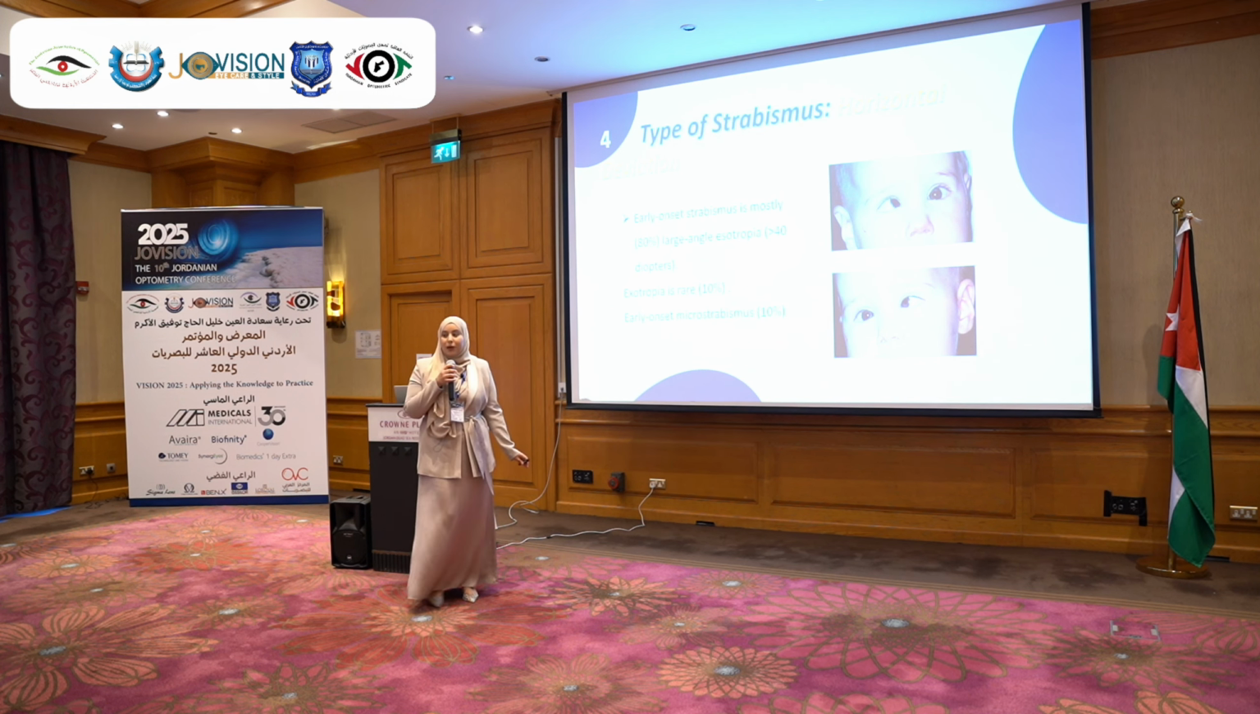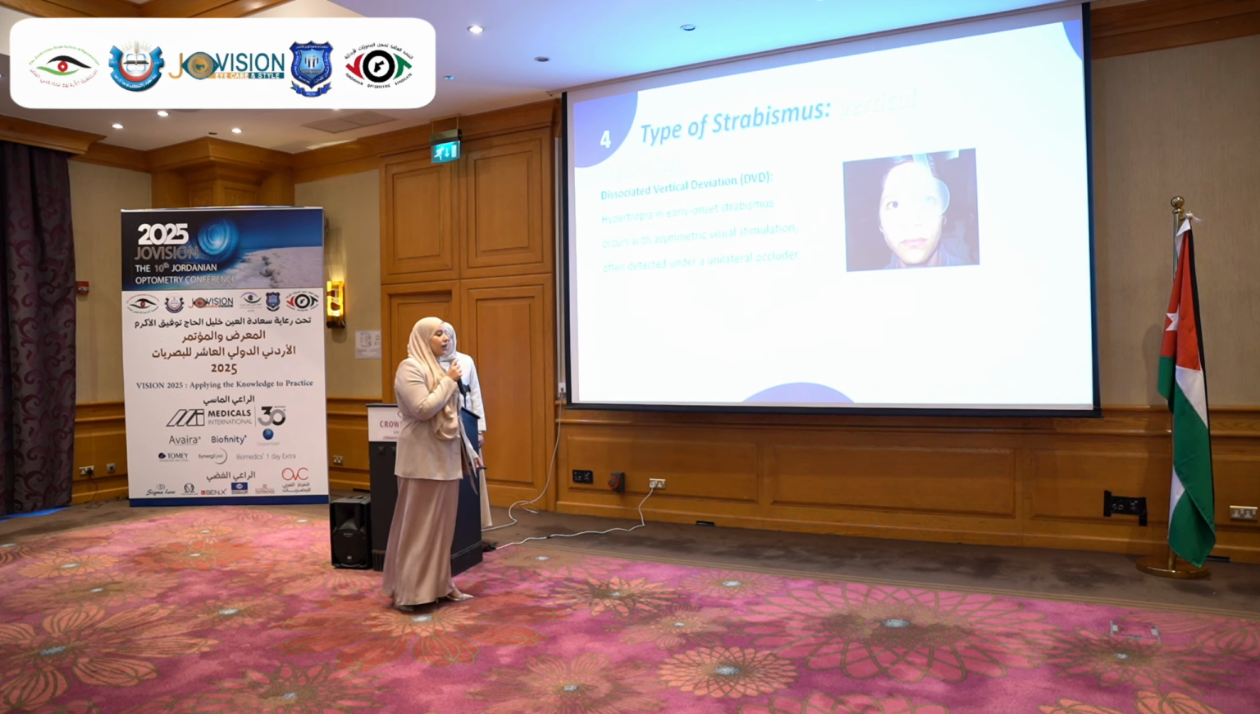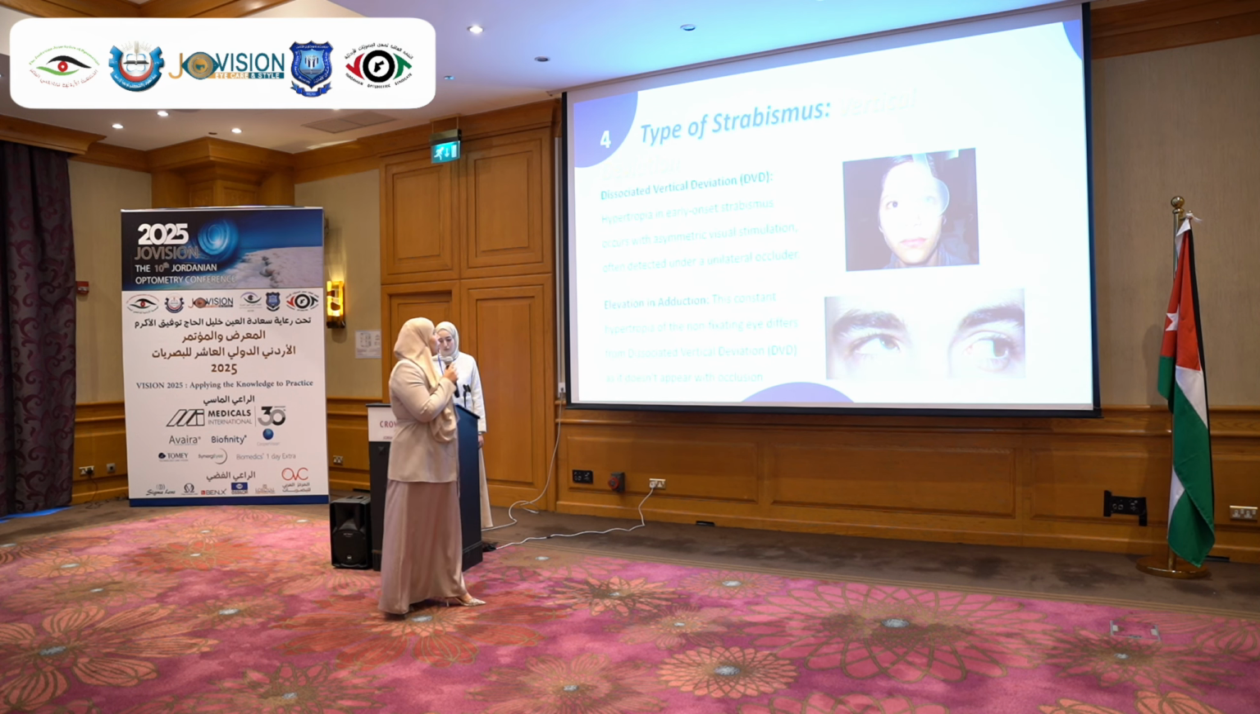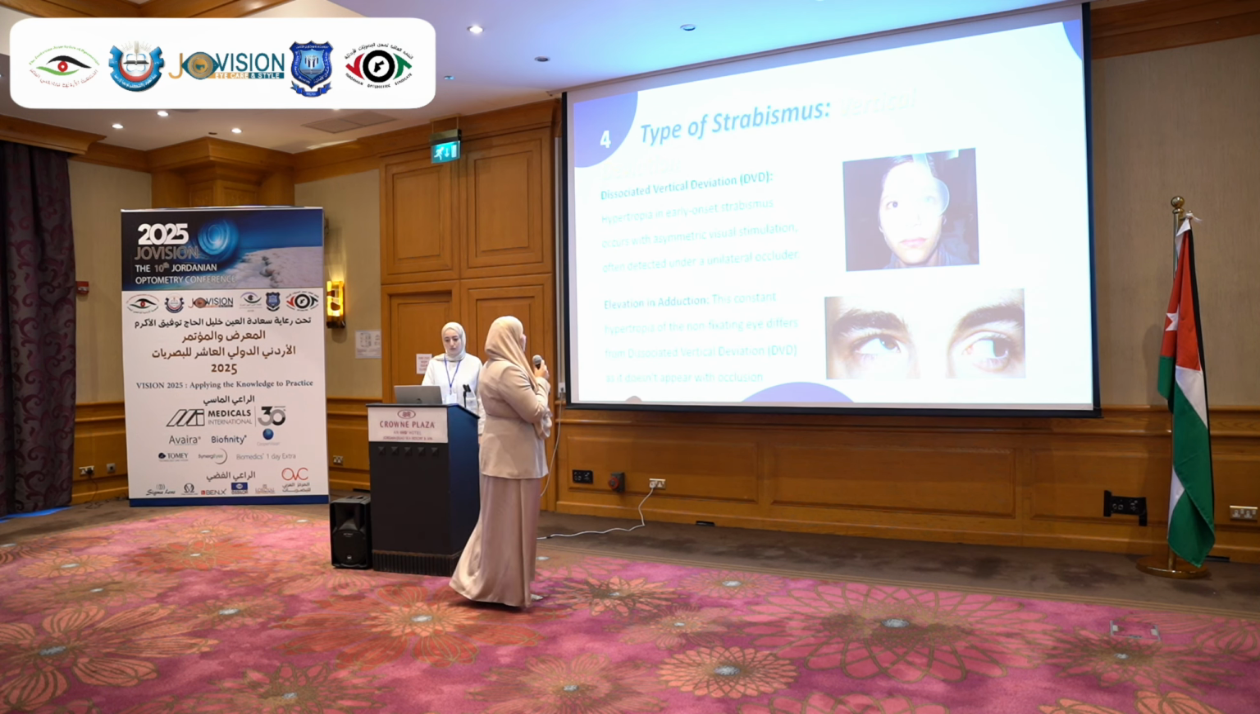So we pass now to talking about vertical deviation. In this type, there are 2 types, DVD and elevation in adduction. We start with dissociated vertical deviation, which is hypertropia in early onset strabismus. It occurs with asymmetric visual stimulation, often detected under a unilateral occluder.